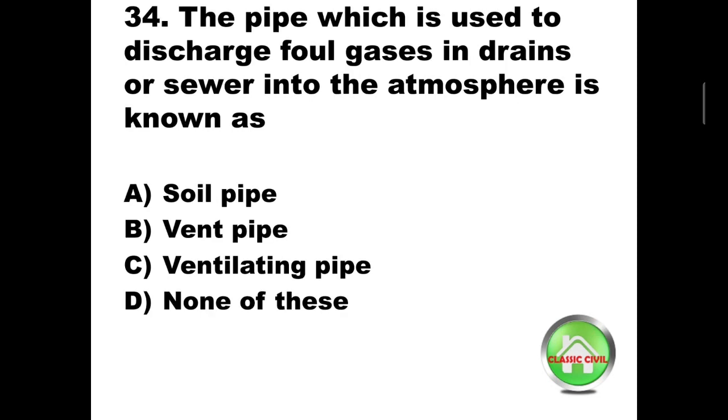Question number 34. The pipe which is used to discharge foul gases in drains or sewer into the atmosphere is known as? Option A, soil pipe. Option B, vent pipe. Option C, ventilating pipe. Option D, none of these. The pipe which is used to discharge foul gases in drains or sewer into the atmosphere is known as? Answer is option B, vent pipe.